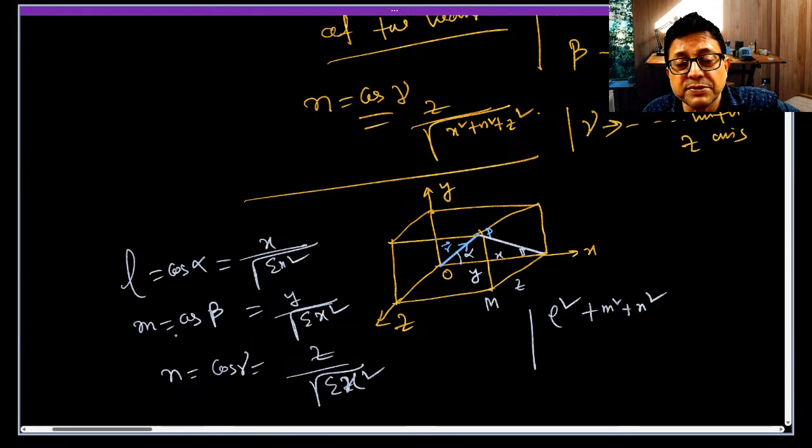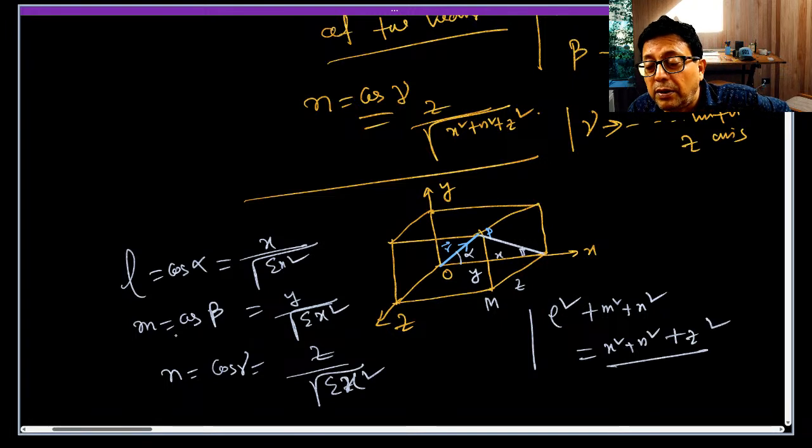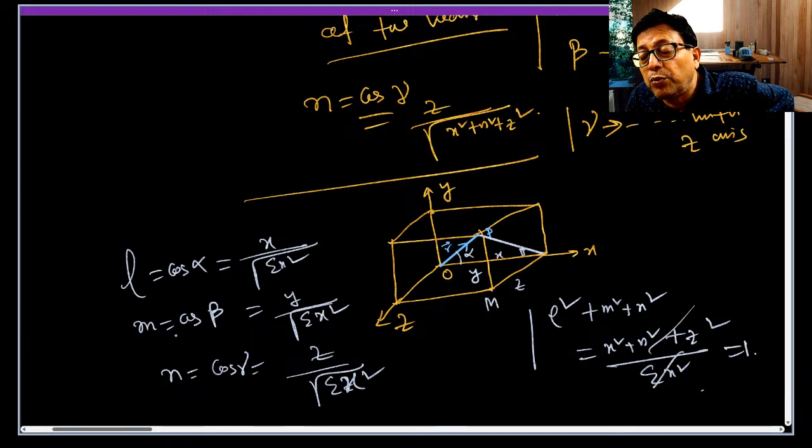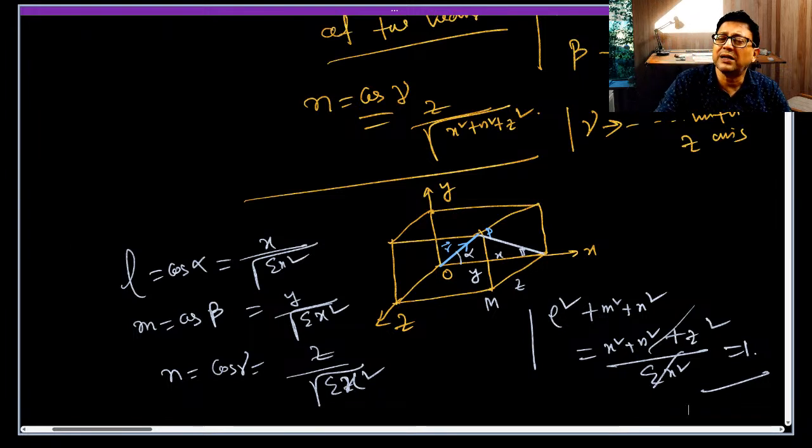It is very obvious that l square plus m square plus n square, divided by sigma x square, means that the result will be 1. So l square plus m square plus n square equals 1. This we can apply in solving sums. But wait for solving sums.